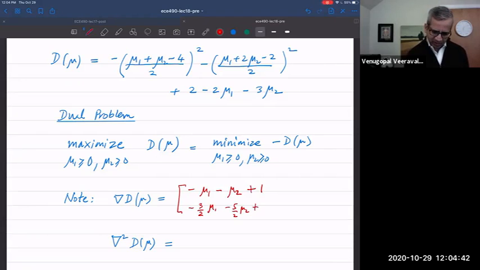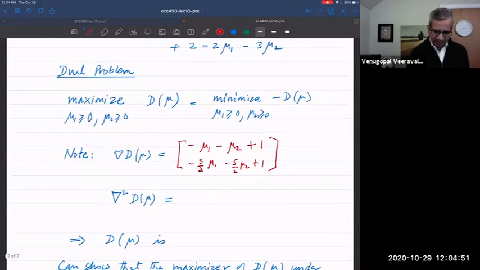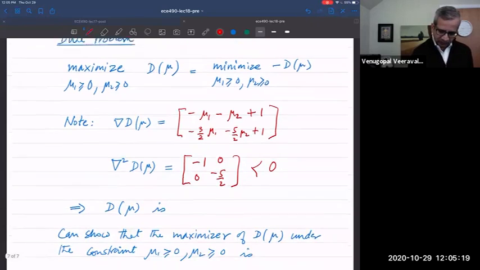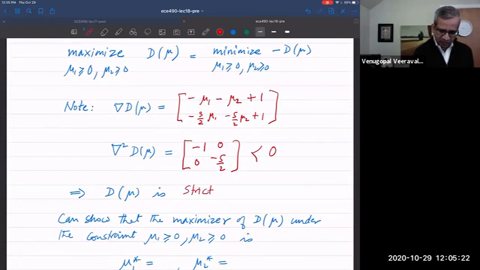Actually, there should be a plus 1. Okay. Then you take the Hessian by computing another derivative, and the Hessian just turns out to be minus 1, minus 5 over 2, and then 0 on the diagonals. And this is clearly a negative definite matrix. So it's a strictly concave function. D of mu is a strictly concave function, or negative D of mu is a strictly convex function. So we verified that that's true.